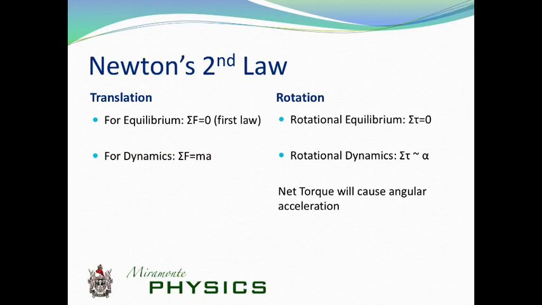So just to keep with our analogs, for equilibrium, the first law said if the sum of the forces is equal to 0, then we have equilibrium. If we have the sum of the forces equals mass times acceleration, we call that dynamics. But then we have the analogs with torque. Sum of the torques equal to 0, we call that rotational equilibrium. So we set up free body diagrams, we solve for missing forces and so on. And then rotational dynamics: the sum of the torques is proportional to alpha. So this torque will cause an angular acceleration.